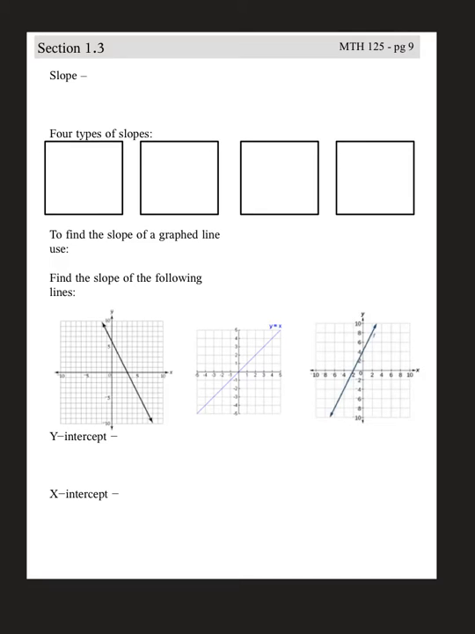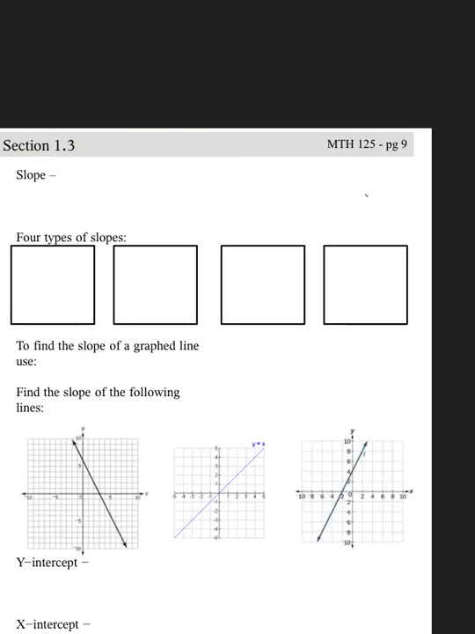This is video 2, starting off with section 1.3, page 9. We're going to start off with slope and the definition of slope, the constant rate of change.